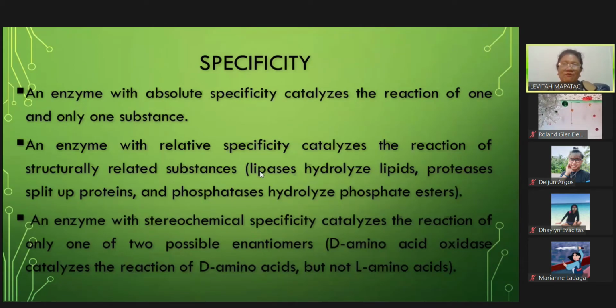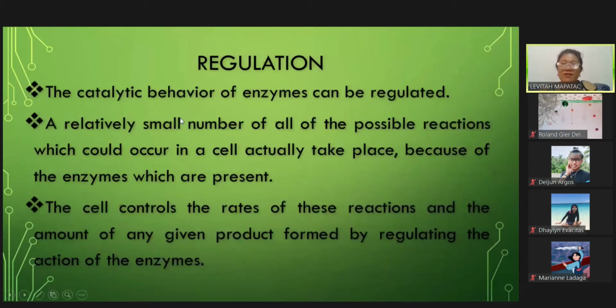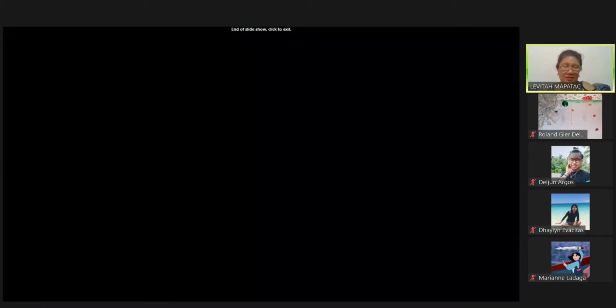So that is specificity. For the regulation, the catalytic behavior of enzyme can be regulated. You can make it faster, or you can choose. A relatively small number of all possible reactions in a cell could take place with the presence of an enzyme. So the cell controls the rate of this reaction, depending on the action also of enzyme. So that is regulation. Let's proceed to the naming.